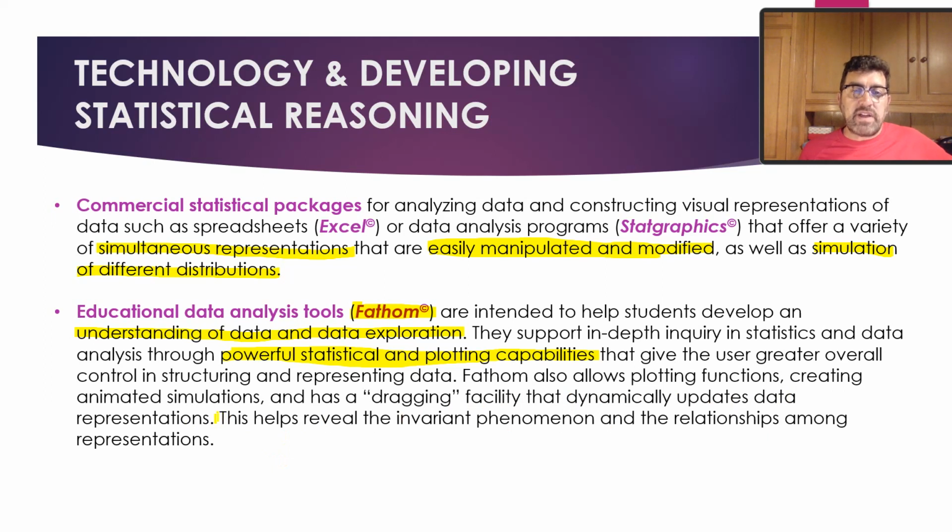Fathom also allows plotting functions, creating animated solutions, and has a dragging facility that dynamically updates data representations. For instance, in Fathom, once you've done a bivariate analysis and you've got your regression equation there with a correlation, you can remove the outlier and see immediately how it changes the gradient of the line and the correlation coefficients. This helps reveal the invariant phenomena and the relationships amongst representations. Fathom is very good to do that, to see what changes and what doesn't change if I work with data.